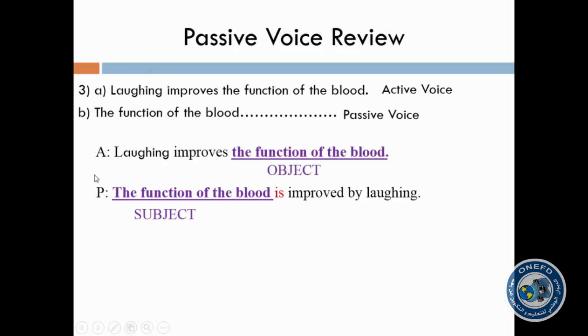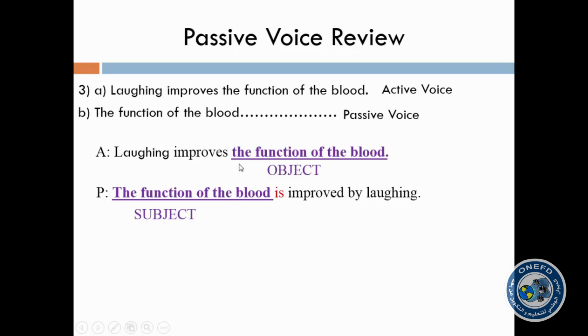First, the structure. As you can see, the function of the blood is improved by laughing is the answer. But the difference between A and B is that the focus of the active voice is usually or always on the doer of the action, who does the action. But in the passive voice, the focus is on the action itself. We put emphasis and give importance to the action, not the doer of the action as in the active voice.